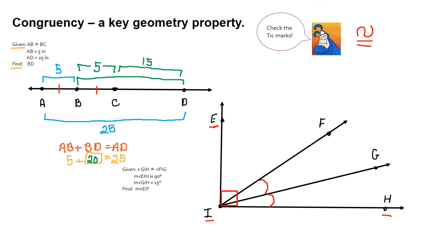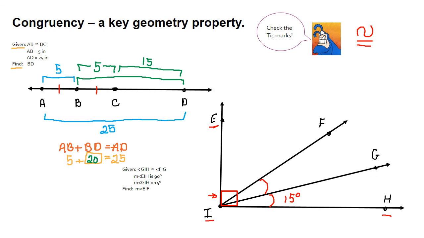And the measure of EIH is 90 degrees, and it's shown by the box there. And the measure of GIH is 15 degrees. All right, going to go to my find. And again, what I'm looking for, I got to physically touch, see what it is, where it's at.